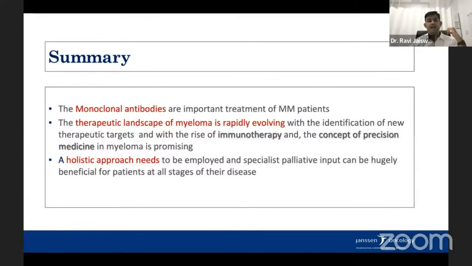So to quickly summarize, we've talked about a lot of monoclonal antibodies. They have come up in a big way in multiple myeloma. They are very, very important. They are coming up in your treatment algorithm, right in your first line, even in transplant eligible, transplant ineligible, relapsed refractory setting. There's not only daratumumab, but other drugs as well, which have come up into the picture. So this has led to a rapid shift in the therapeutic landscape and a lot of treatment options, including immunotherapy.